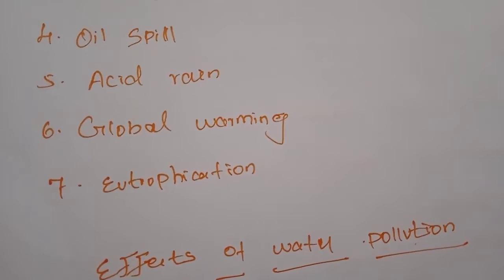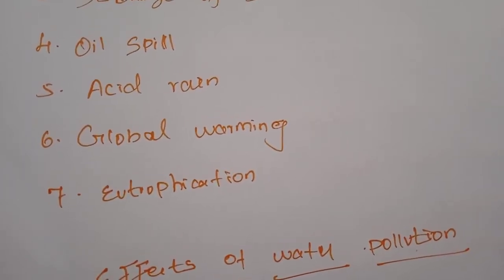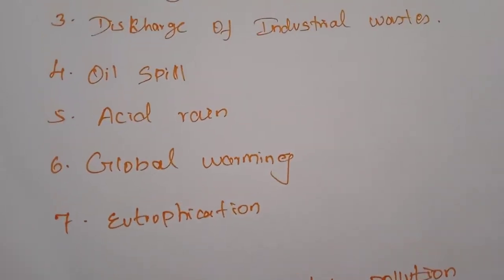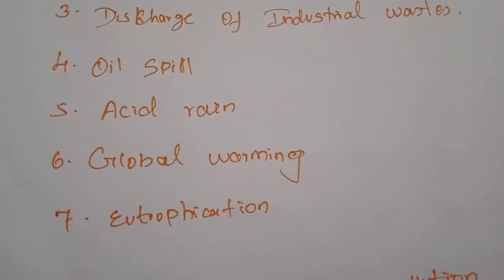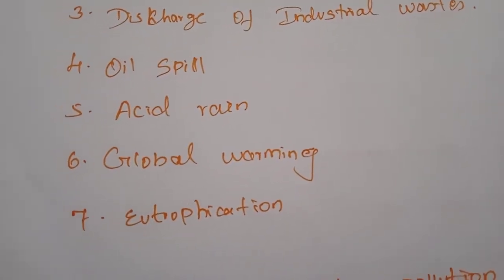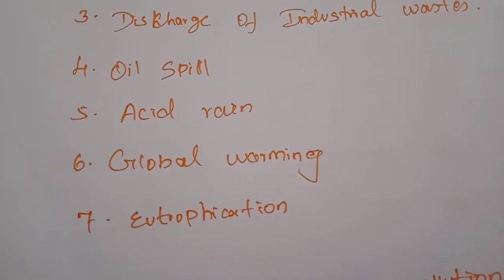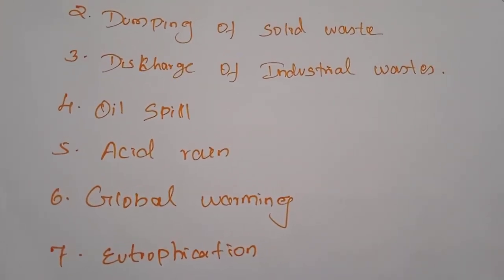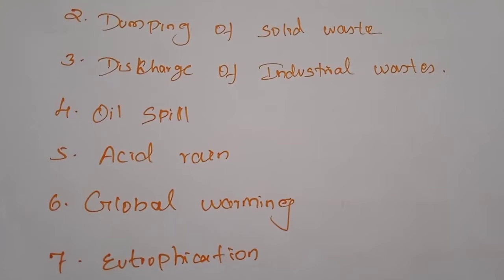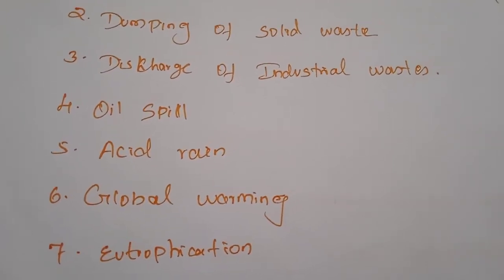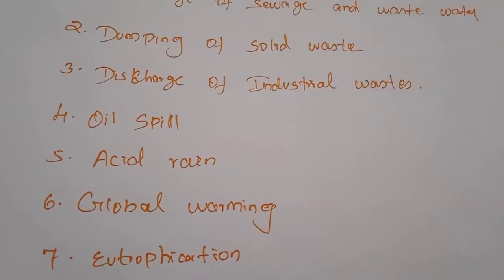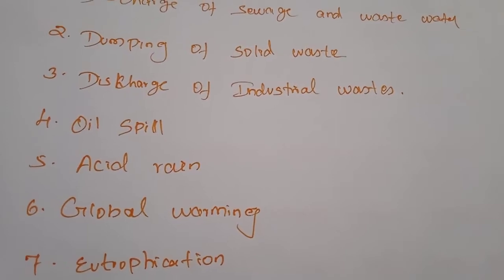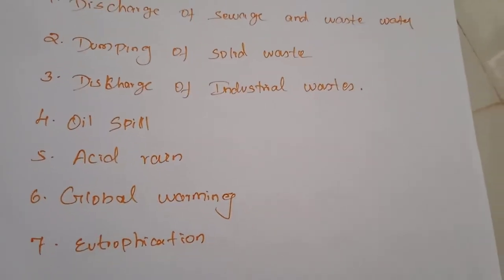Next, global warming. Due to global warming, there is an increase in water temperature. As a result, aquatic plants and animals are affected. Because of global warming, the earth gets very hot, and because of that, the water temperature also increases. Some aquatic animals require only the normal temperature of water. But if the temperature of water increases, these aquatic animals will never get the chance to live in good water.